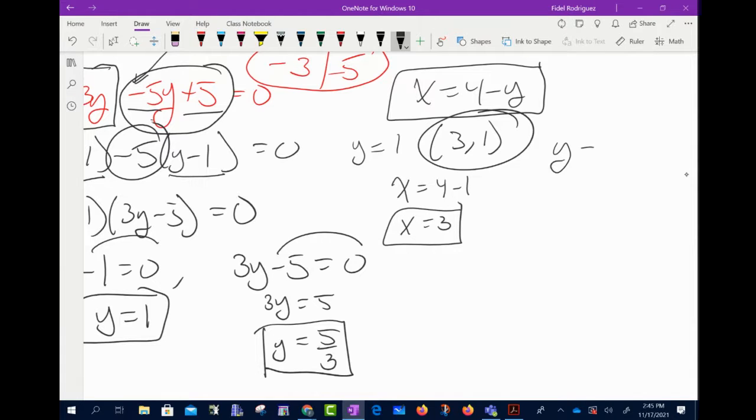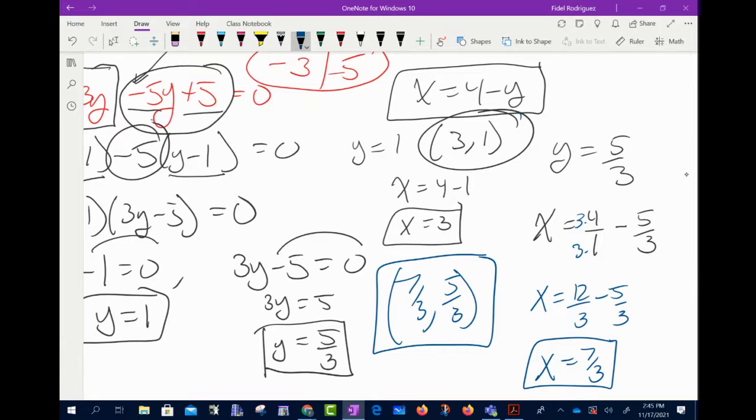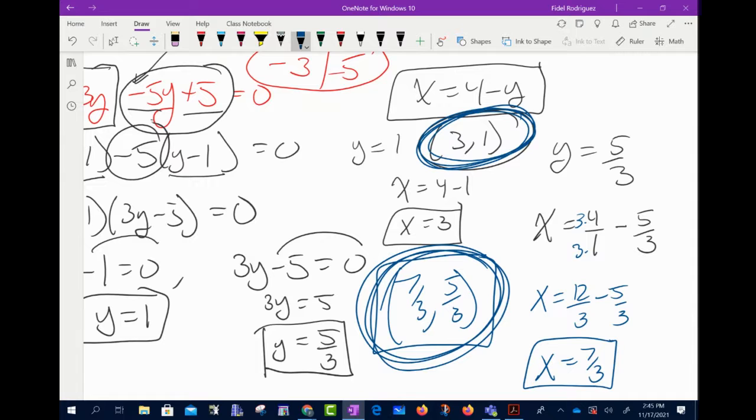And then we're going to do that a second time. What happens when y is 5/3? Well, x is equal to, I'm going to write it as 4/1 minus 5/3. And everybody agree that my common denominator is the 3? So x is equal to 12/3 minus 5/3. X is 7/3. So then my second answer is 7/3 and 5/3. And there are my two answers.